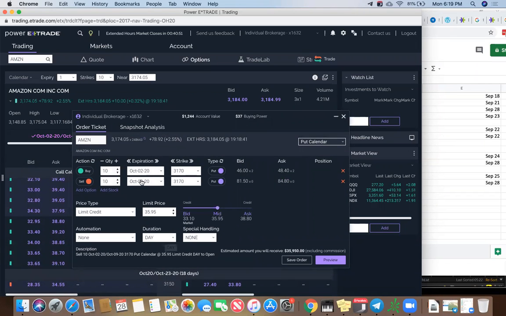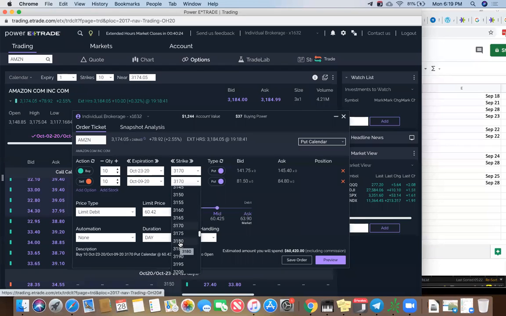So you got this. This is like a calendar, right? So what I'm doing here, I will buy the October 23rd, and I'm buying the 3190 puts. But here, I'll buy this week, which is October 9th, the next week, I will buy, let's say 3180.